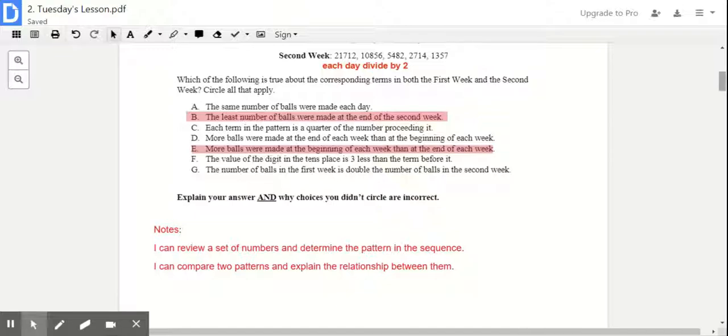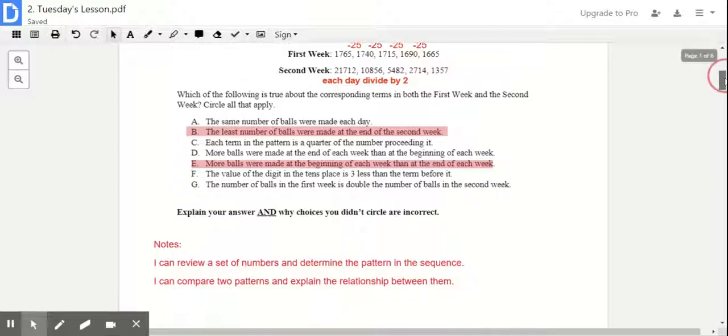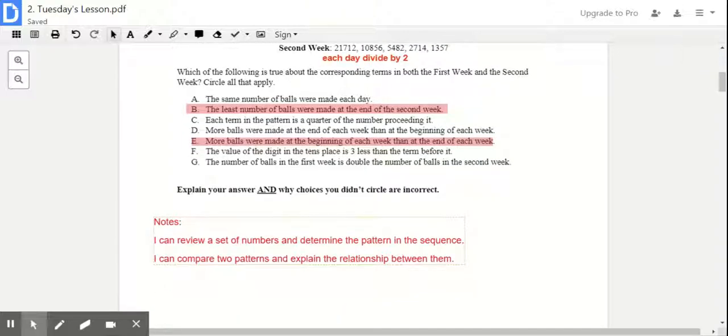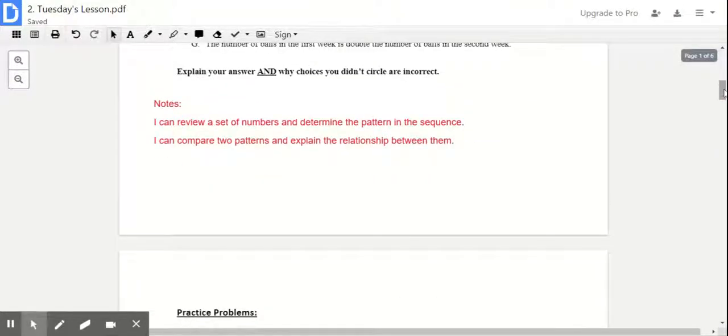We're adding on to that knowledge that we've already been working on, and we know that I can review a set of numbers and determine the pattern and the sequence. So that's what we did initially by looking at the first week and the second week and determining that pattern. And then the second note is I can compare two patterns and explain the relationship between them. So we're looking at these two patterns and we're trying to determine those relationships between these two patterns. And that's what we did in the second portion when we were trying to figure out what is true about this pattern and what is not. Go ahead and pause the video and copy these down.